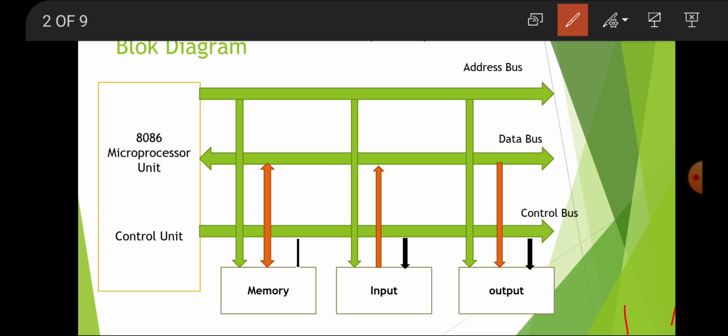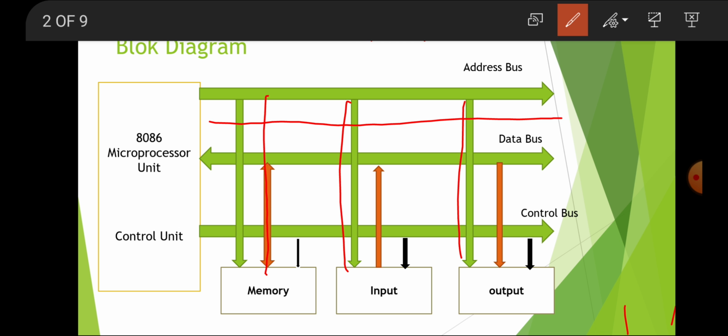Now you can see the arrow of the address bus is only in one direction, so it is only towards the memory and input output devices. What is the meaning of this? It only carries the information from the microprocessor unit to the input output devices or memory. Whatever address is taken from the processor, it carries toward the memory and input output. So all these are one directional, or you can say unidirectional.